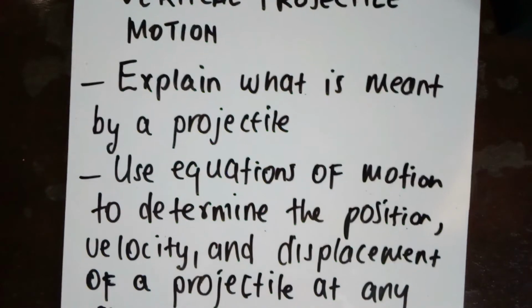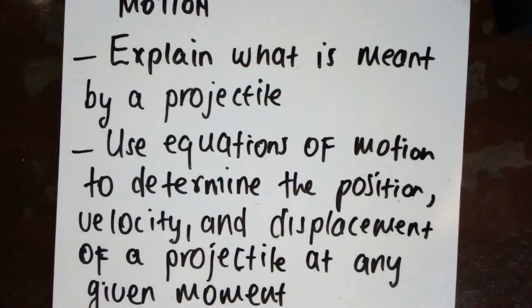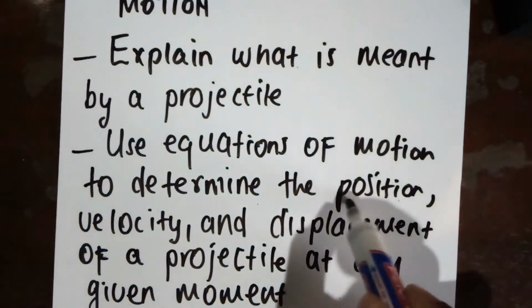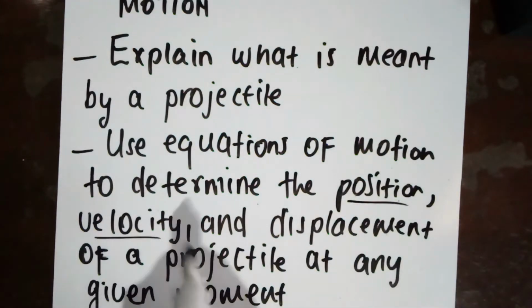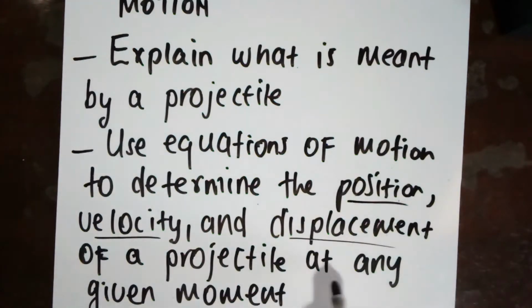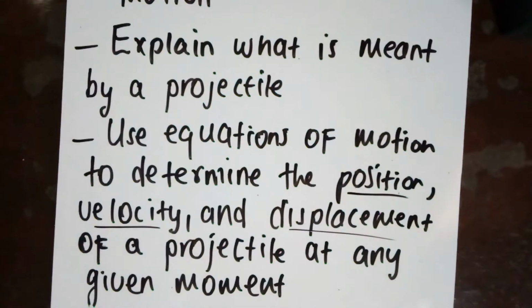So at least by the end of this lesson, you should be able to explain what is meant by a projectile and use equations of motion to determine first the position, the velocity, and the displacement of a projectile at any given moment. So that is our goal with this.